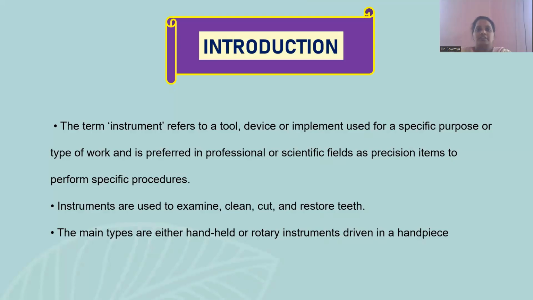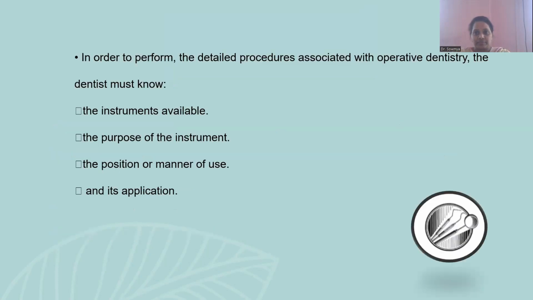references. First, introduction. The term instrument refers to a tool or a device to implement used for a specific purpose or type of work and is preferred in professional or scientific fields as precision items to perform specific procedures. Instruments are used to examine, clean, cut, and restore the tooth. The main types are either handheld or rotary instruments driven in a handpiece.